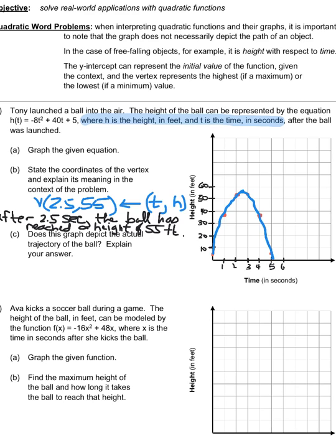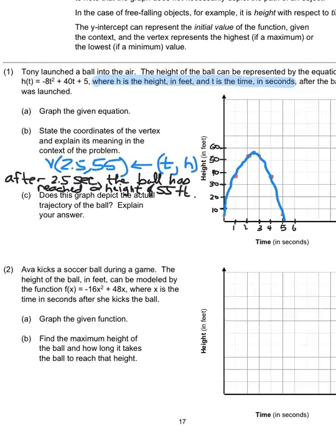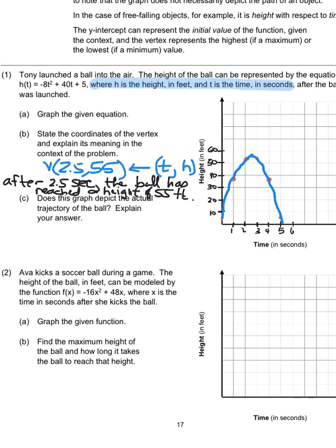All right. Does this graph depict the actual trajectory of the ball? Explain. Well, I suppose it kind of depends on what the word trajectory means. Does anybody know what that word means? Like a trail of, or path of something moving? Yeah, exactly. Couldn't have said it better myself. Trail or path of something moving. So the big question would be, is this the trail or path of the ball moving?